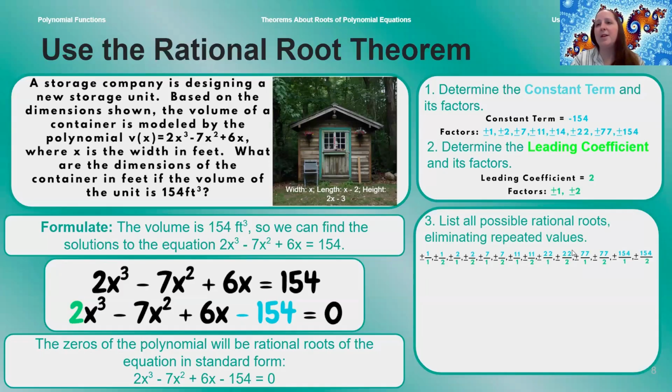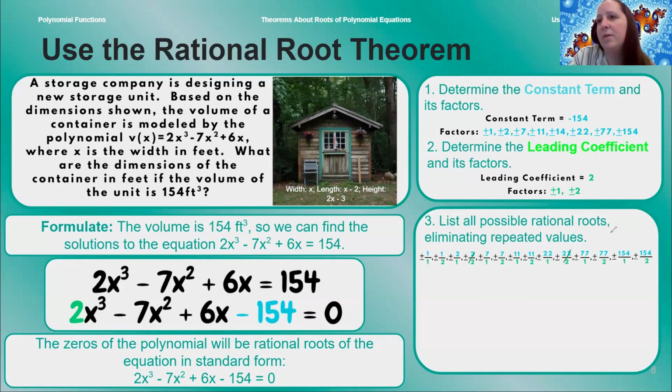22 over 2 is 11, so I can get rid of that one. Right, so I got rid of this one. I got rid of this one. Okay, 154 over 2 is 77, so that one goes away too. Okay, so these are the values that I'm left with.